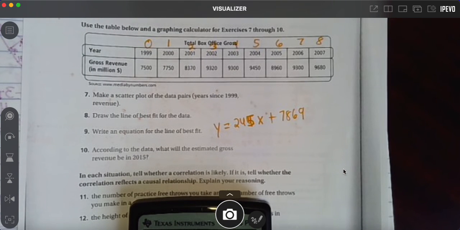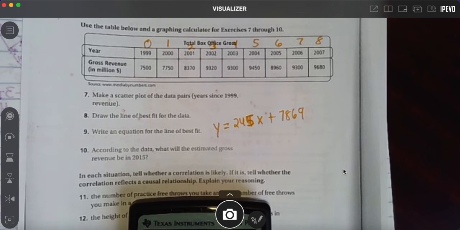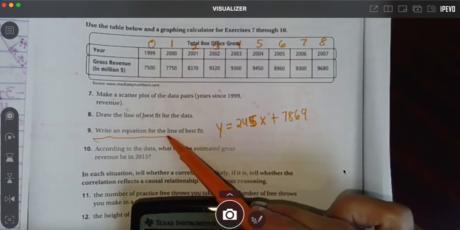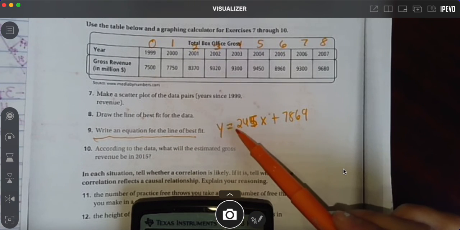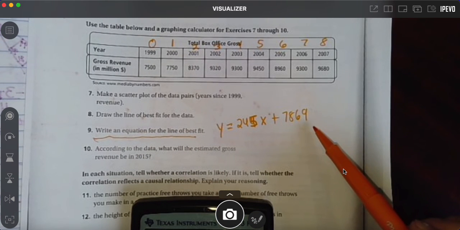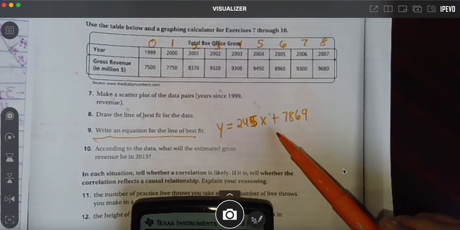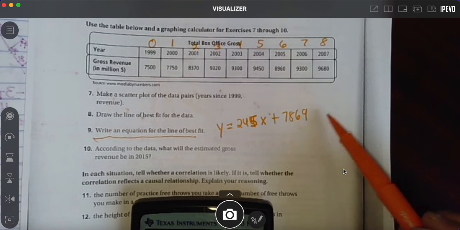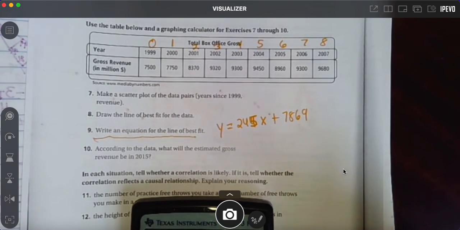Okay, and then it says, all right, is everybody there? Does everybody understand that? No? Where are we writing? I just wrote it on, I thought we were writing it for a certain. It says write an equation. So I wrote the equation they gave me. Here, it's 245x plus 7869. All right, are y'all listening? Girls, y'all listen.